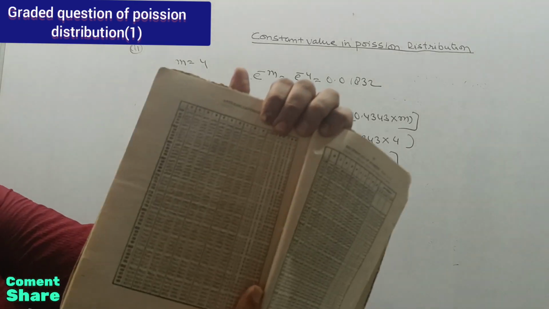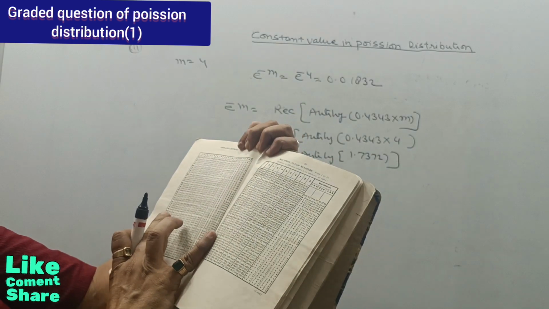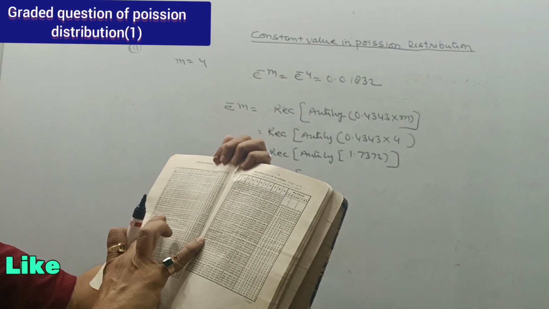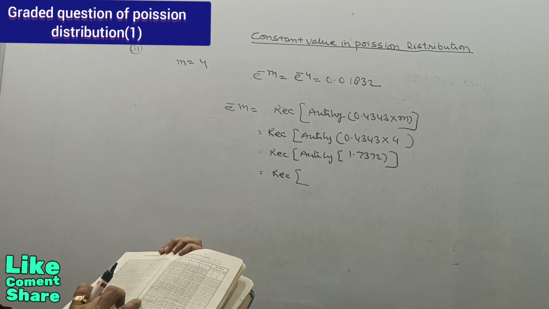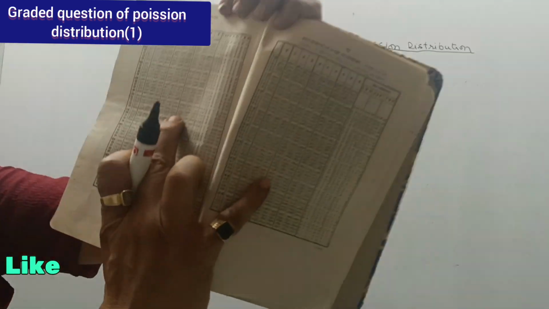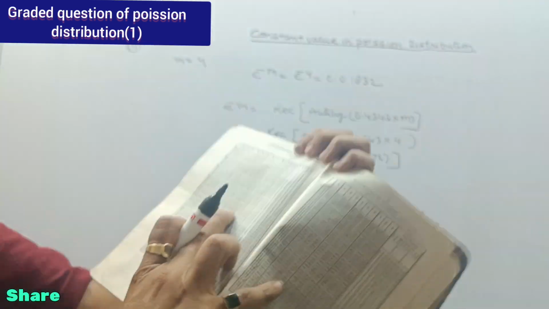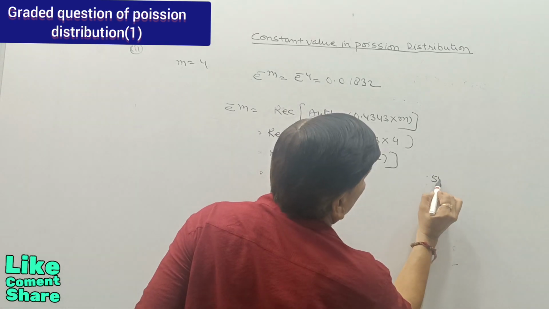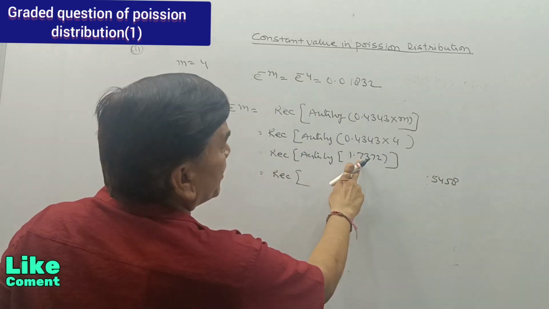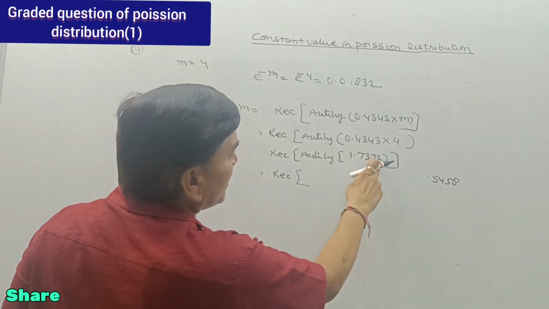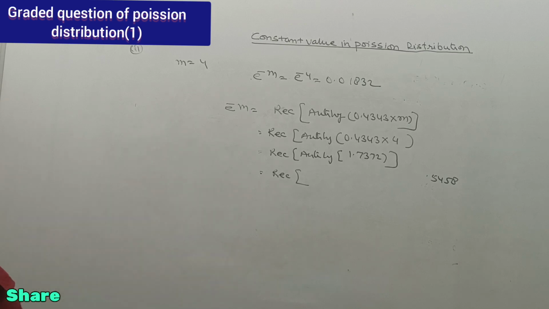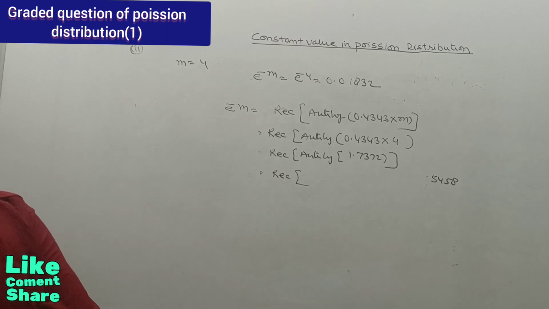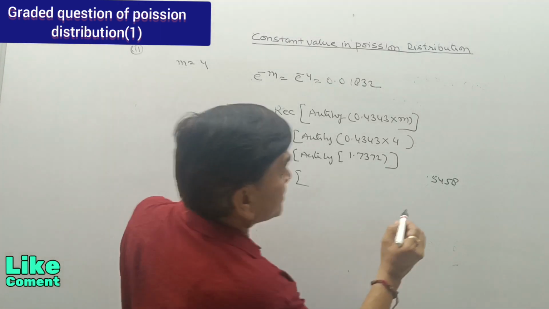This is the antilogarithm table. Here we look up 0.73, with a difference of 7. That is 5458, so 0.73 gives 0.5458, and the difference for 2 is 3. So the difference is 3.